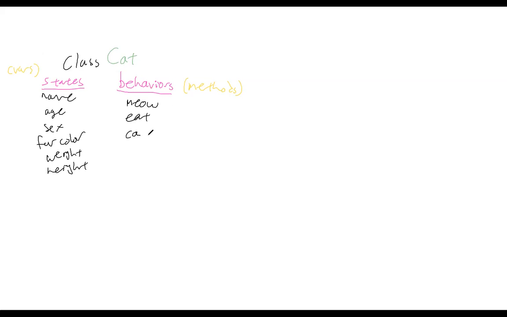And then behaviors: the cat can meow, the cat can eat, the cat can run. Oh, no, the cat can't bark, dummy. The cat can meow, eat, run, we'll call this throw stuff off the table. It can scratch, and we'll just say hunt, right? Because who hasn't had their cat bring in something from outside?